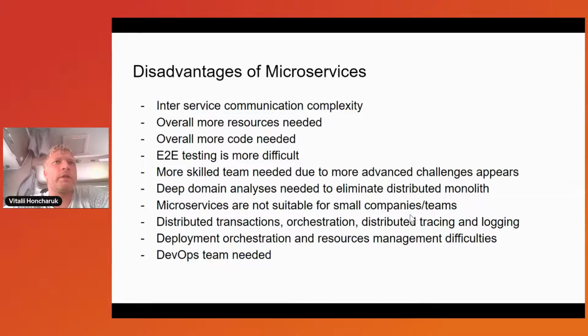So the next point is that overall more resources are needed. Why am I talking about that? Because when you have a monolith, you have, for example, one big machine, and on this one big machine you have this monolith, and it has some spare capacity just in case you need more memory or more RAM, more CPU, and so on.